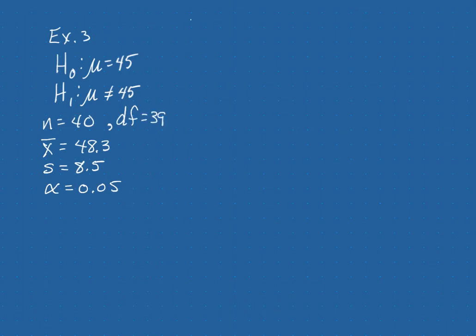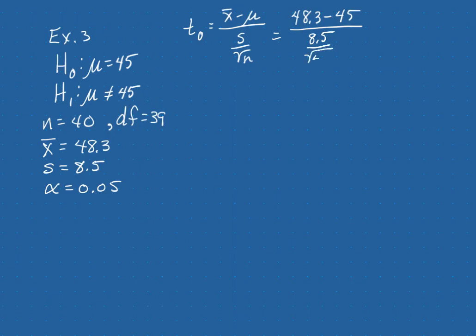All right, and now it's time to compute a test statistic. Remembering the formula for the test statistic, we will plug in the values that we have. The sample mean is 48.3, minus the mean of the population that we are expecting not to change. We're dividing by 8.5, which is itself divided by the square root of 40. And that gives us a statistic of 2.46.